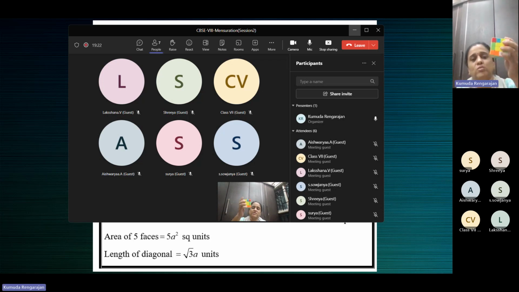Now in all, this cube has 6 surfaces, 6 square surfaces. So the total surface area of this cube will be 6 into a square, because one face, the area is a square. So 6 faces, 6 into a square, 6a square. So the total surface area of this cube is given by the formula 6a square, square units.